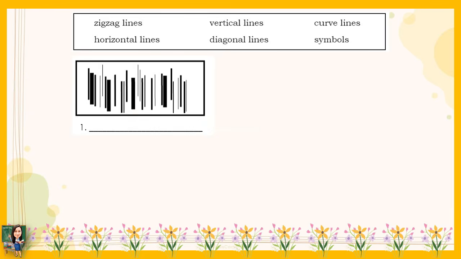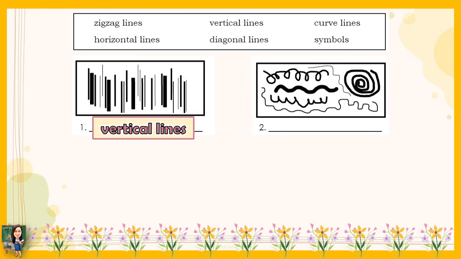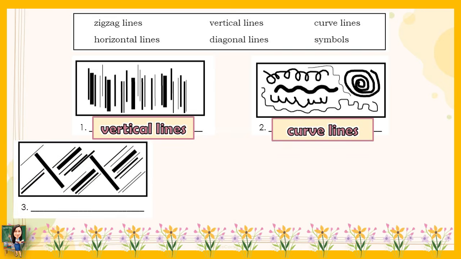Number 1. What type of lines are these? Very good. These lines are vertical lines. Number 2. What type of lines are these? Very good. These lines are curved lines. Number 3. What type of lines are these? Very good. These lines are diagonal lines.